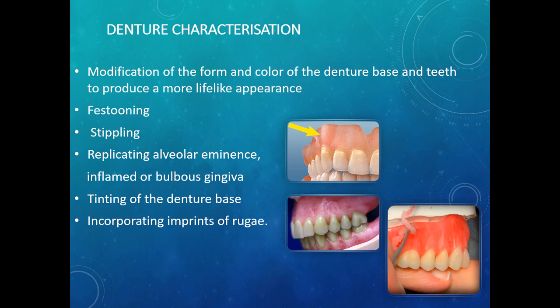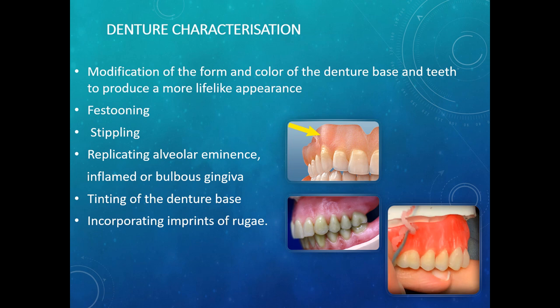And then the tinting of the denture base, where we use different shades of heat cure or autopolymerizing resins which are painted onto the denture base or onto the mold during denture construction to obtain a tinted denture. And then incorporating imprints of rugae, where the patient can regain the maximum sensation of contours in the palatal area.